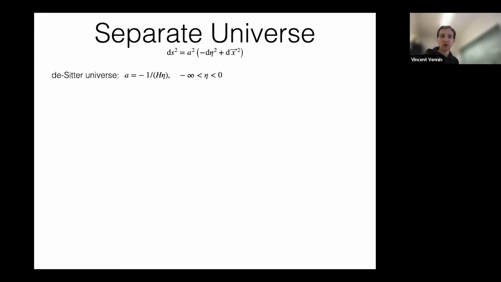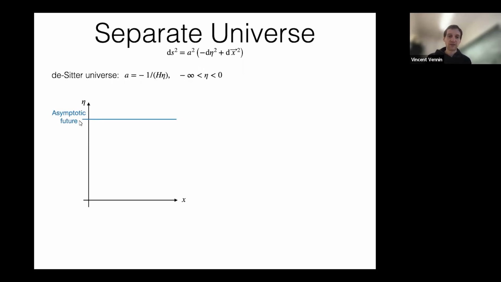The first one is the so-called separate universe approach, and the second one, which is related, is what is called the delta N formalism. So the separate universe approach works as follows. If you write the metric in this way, so you just redefine time with conformal time eta, in an accelerating background, in a quasi-de Sitter universe, the scale factor depends on time in this way. So eta goes from -infinity to 0. So this is the asymptotic future of the de Sitter space-time. This is time, this is space.